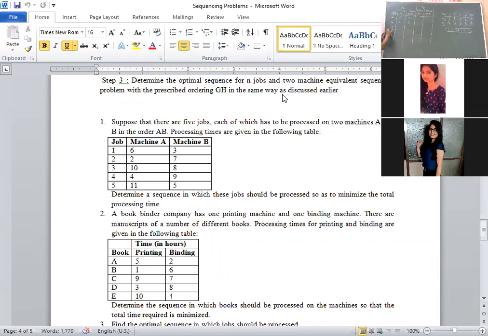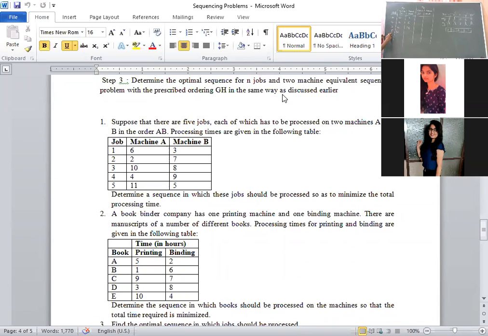Next, machine A has to perform the third job. Immediately, the 6th hour will come here. To perform the third job, machine A will take how many hours? 10 hours. That is 6 plus 10, 16. This 16 will come here because the third job will be completed at the 16th hour.